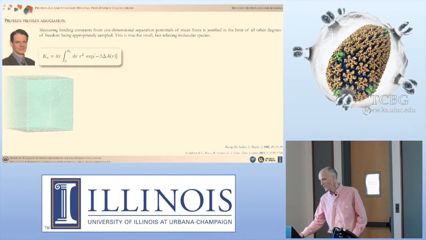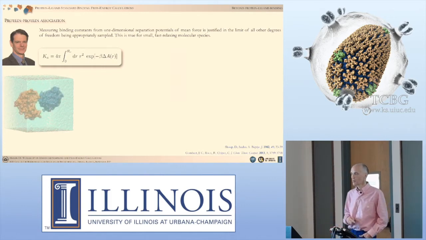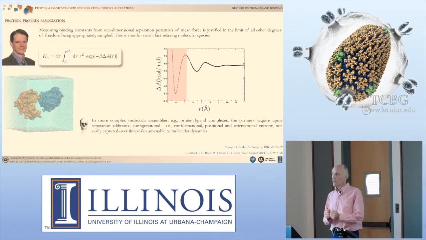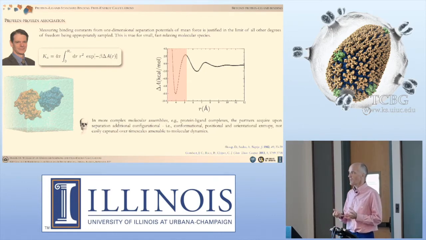Well, the same cannot be said for protein-protein association. And you see a plethora of papers out there where they just do the separation of the two proteins and end of story. And then they apply the Shoup-Szabo formula to get the binding constant. It's not because you just don't see the tunneling of the two proteins that it doesn't exist, that it doesn't participate in the process, right?